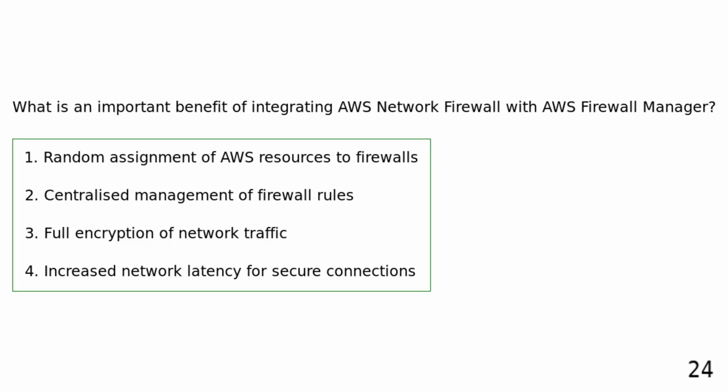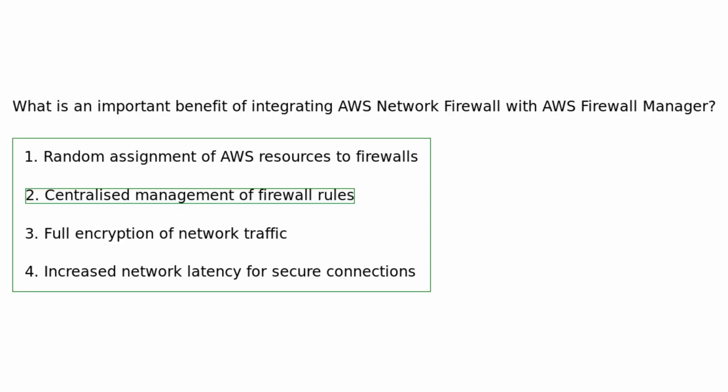What is an important benefit of integrating AWS Network Firewall with AWS Firewall Manager? Random assignment of AWS resources to firewalls. Centralized management of firewall rules. Full encryption of network traffic. Increased network latency for secure connections. Integrating AWS Network Firewall with AWS Firewall Manager provides centralized management of firewall rules across accounts, offering a holistic approach to network security and compliance.